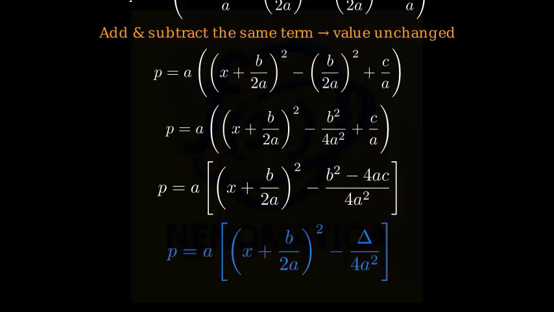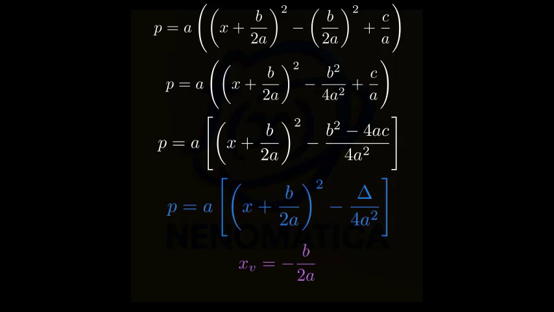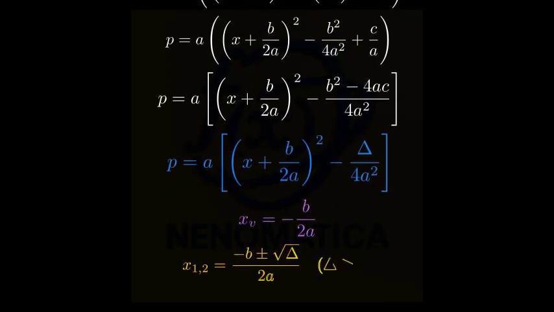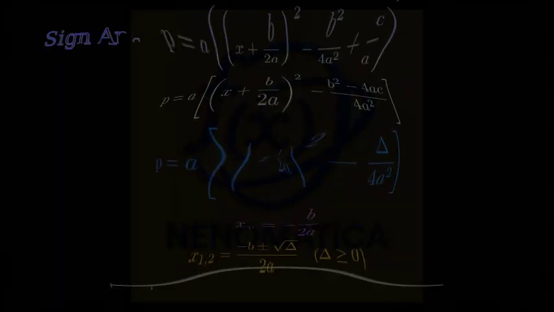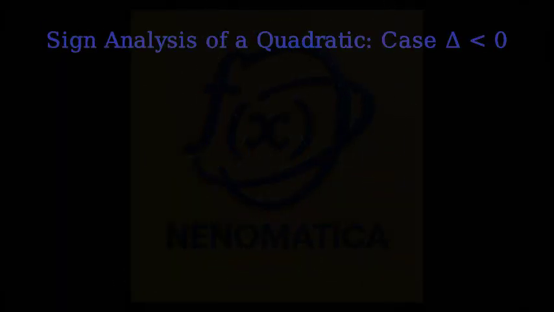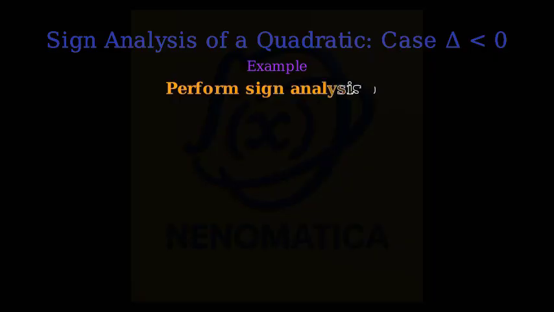This form is powerful. The vertex sits at x equals negative b over 2a. If delta is non-negative, roots are x equals negative b plus or minus the square root of delta all over 2a. In this lesson, we will perform a sign analysis of a quadratic expression, focusing on the case where delta is less than 0. First, let's show the example label and the problem statement clearly on screen.